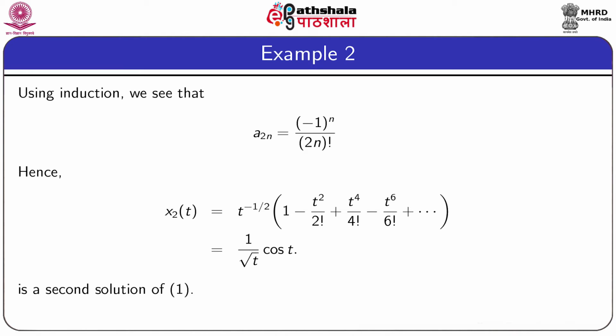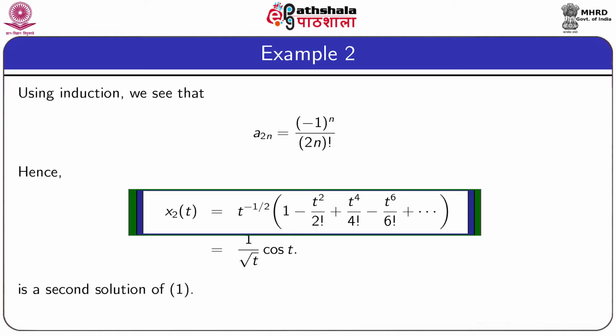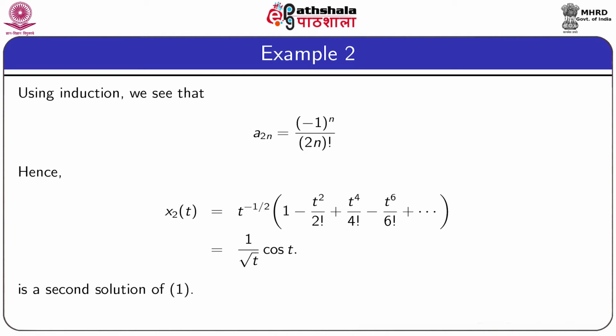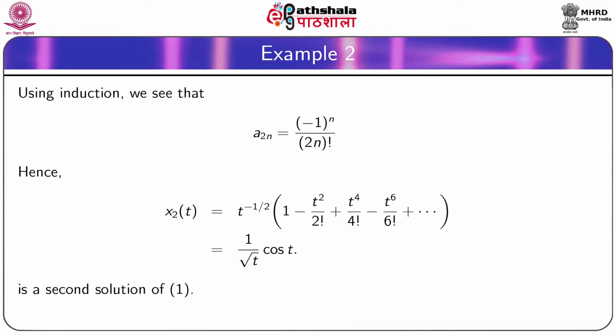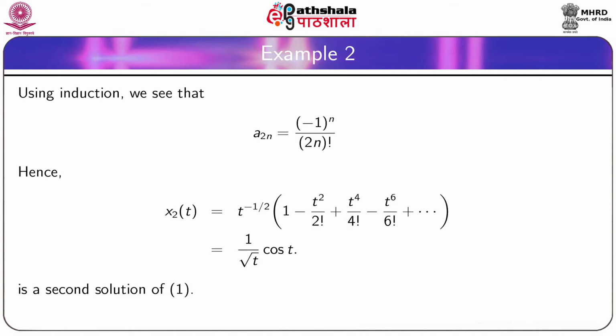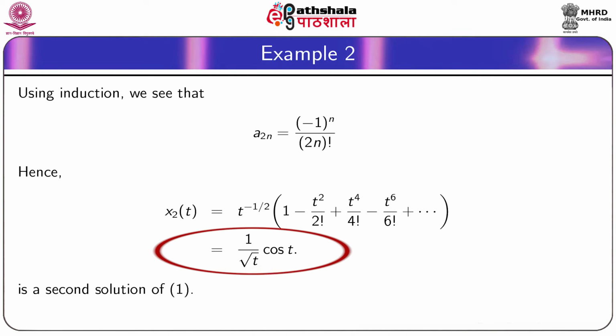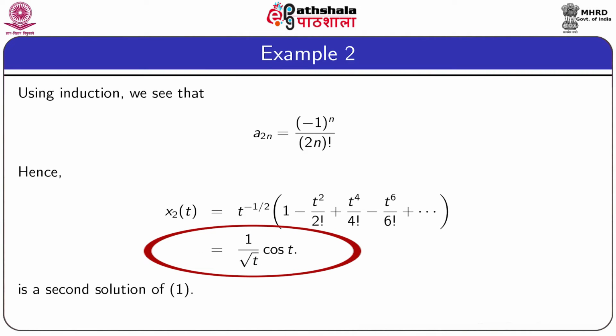Using the method of induction, we again see that a_2n is equal to minus 1 whole to the power n divided by 2n factorial. Hence, x2(t) is equal to t to the power minus half multiplied by 1 minus t square by 2 factorial plus t to the power 4 by 4 factorial minus t to the power 6 by 6 factorial plus dot dot dot, which is equal to 1 by root t cos t, and this is the second solution of the given differential equation 1.